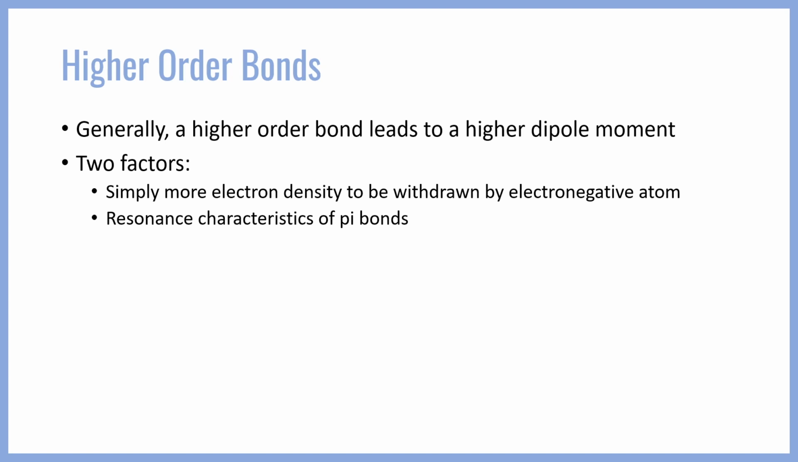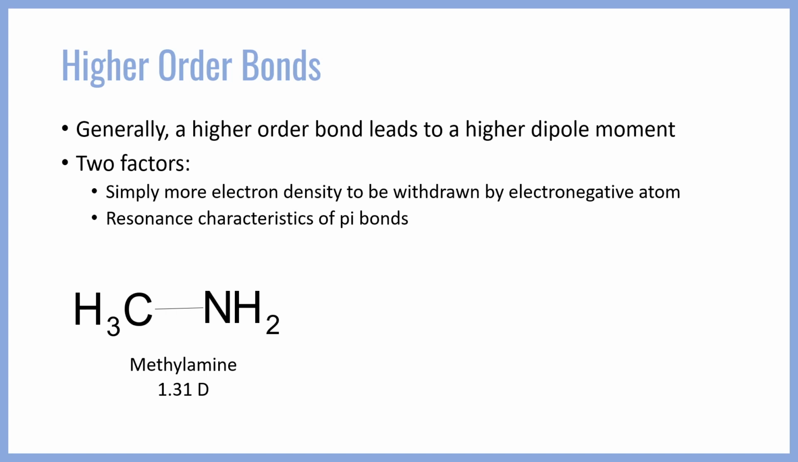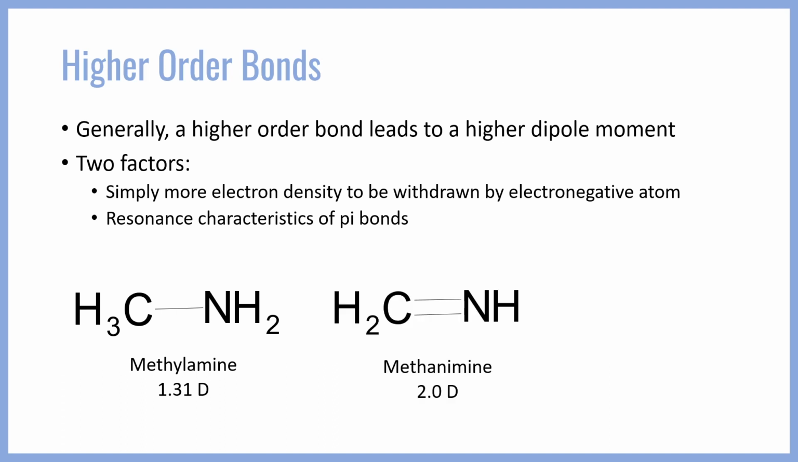And we can look at some data, right? So if we look at methylamine, it's going to have a CN single bond, which is going to have a dipole moment of about 1.31 Debye associated with it, because N is more electronegative than C. Pretty straightforward. However, if we look at methanimine, which has a CN double bond, clearly it has a larger dipole moment at 2 Debye. Nothing else has changed in the molecule really, only that we now have a pi bond added, so there's more electron density being pulled by the nitrogen.